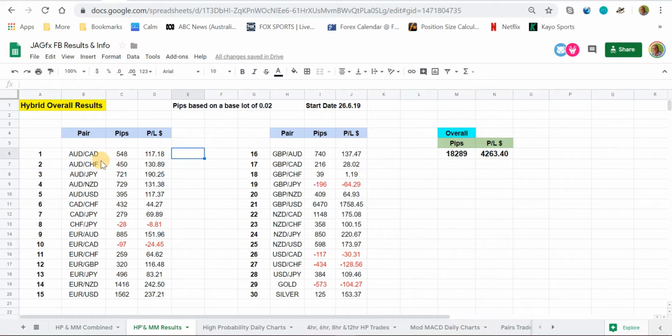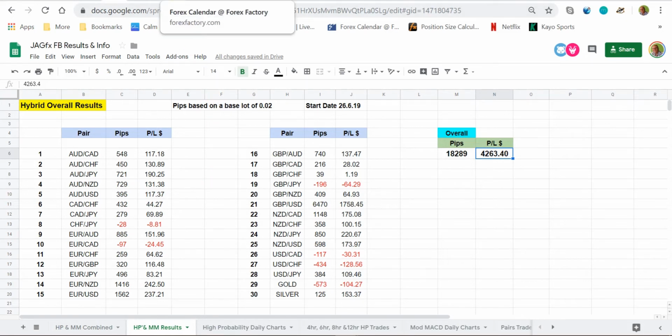All right, so this is the pairs I'm trading in alphabetical order, and just the results in pips and profit loss per dollar. Not sure how entirely accurate it is. It's pretty close, and you can look here at the amount of pips overall, which is a deceiving number, as is the profit loss in dollars overall. It's all based on a 0.02 lot. So there's my start date. So that's just overall results.